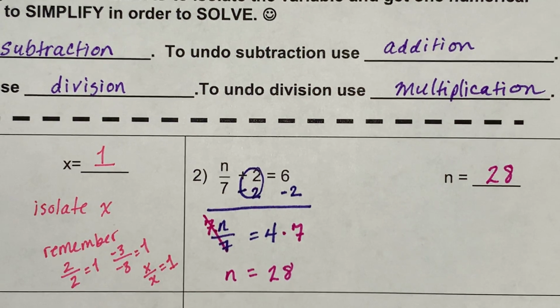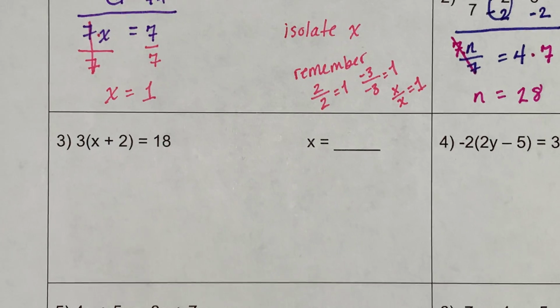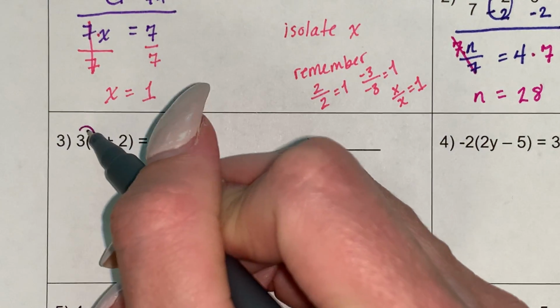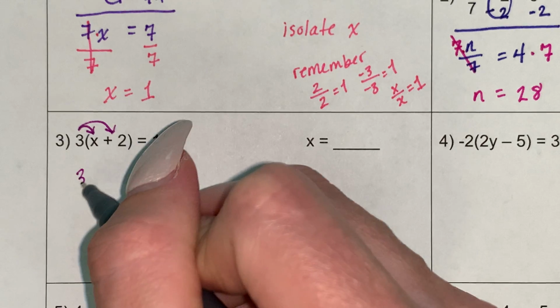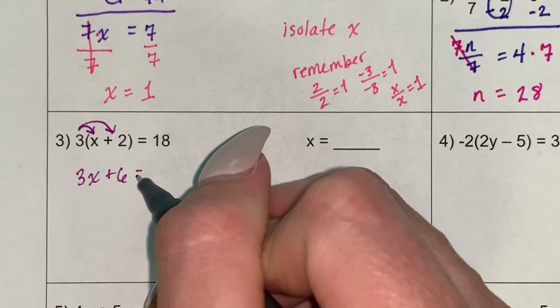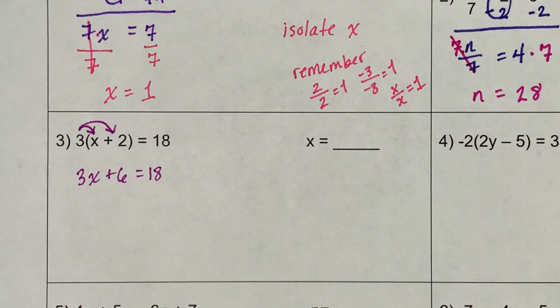All right, number 3 had some distributive property going on. At least that's how I look at it right away. So I would distribute the 3 to both terms. So that would give me 3x plus 6 equals 18.